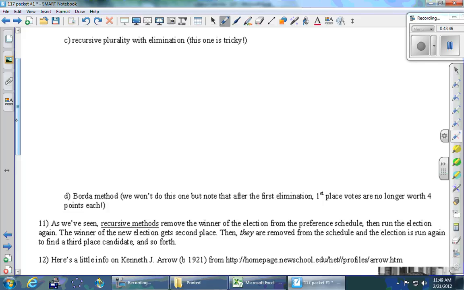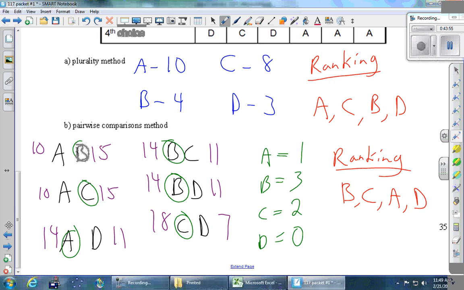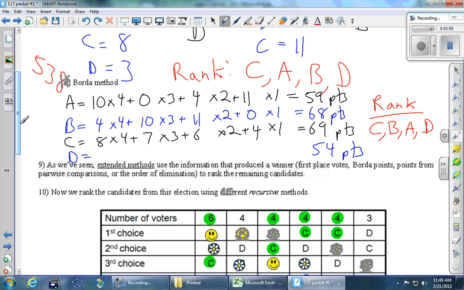So I'm just pointing out, you're going to do your Borda count. You'll get the same board of scores that we got before. I will pull them up here. You're going to get the same board of points you got before. Who wins first place? C, just like before.